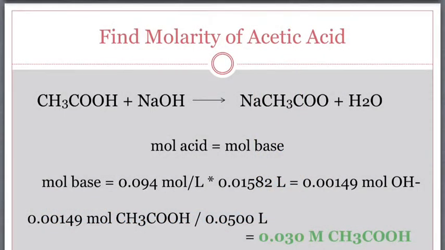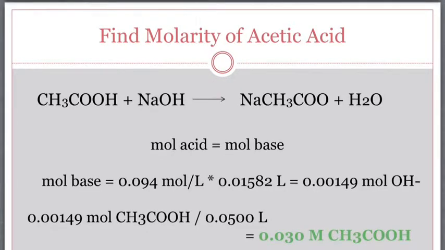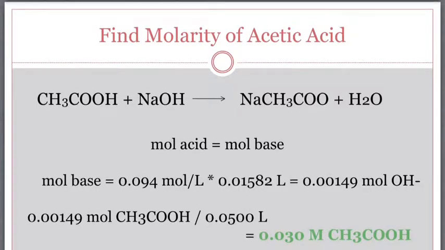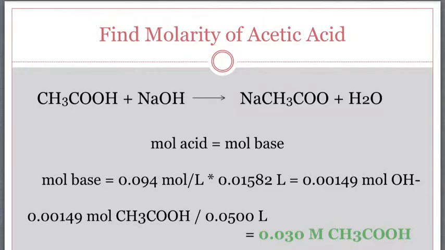We will now use our data collected to find the molarity of the acetic acid solution we used. We know that at the equivalence point, the moles of acid equals the moles of base. In our experiment, the moles of base equaled 0.094 moles per liter times 0.01582 liters, which was the volume of NaOH added at the equivalence point.